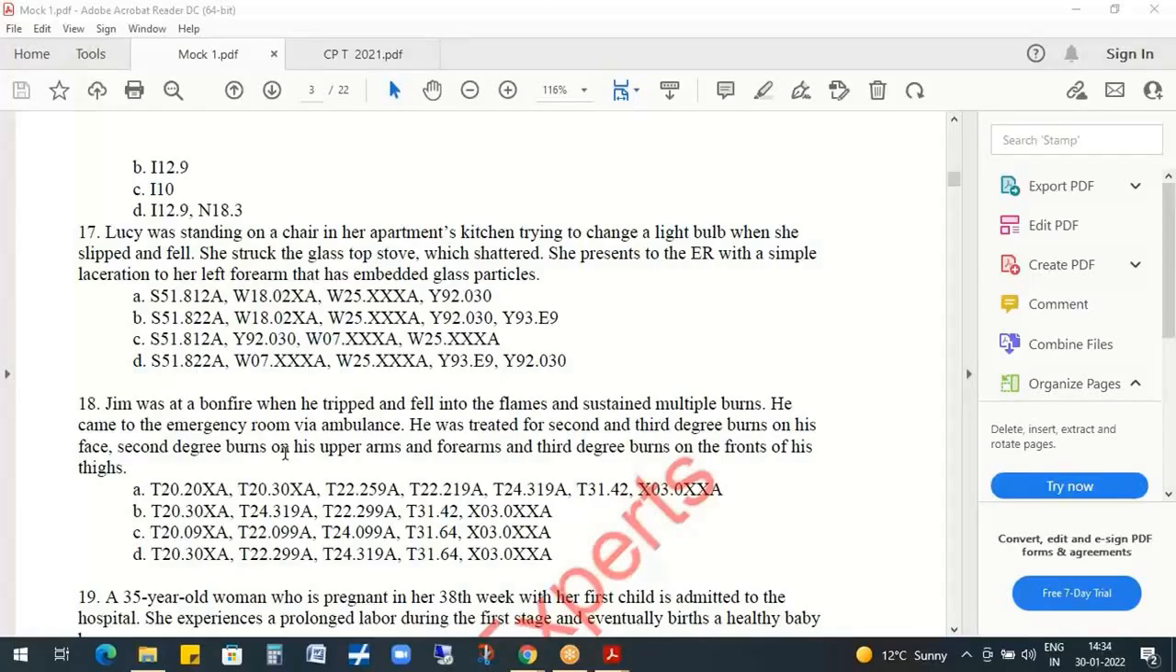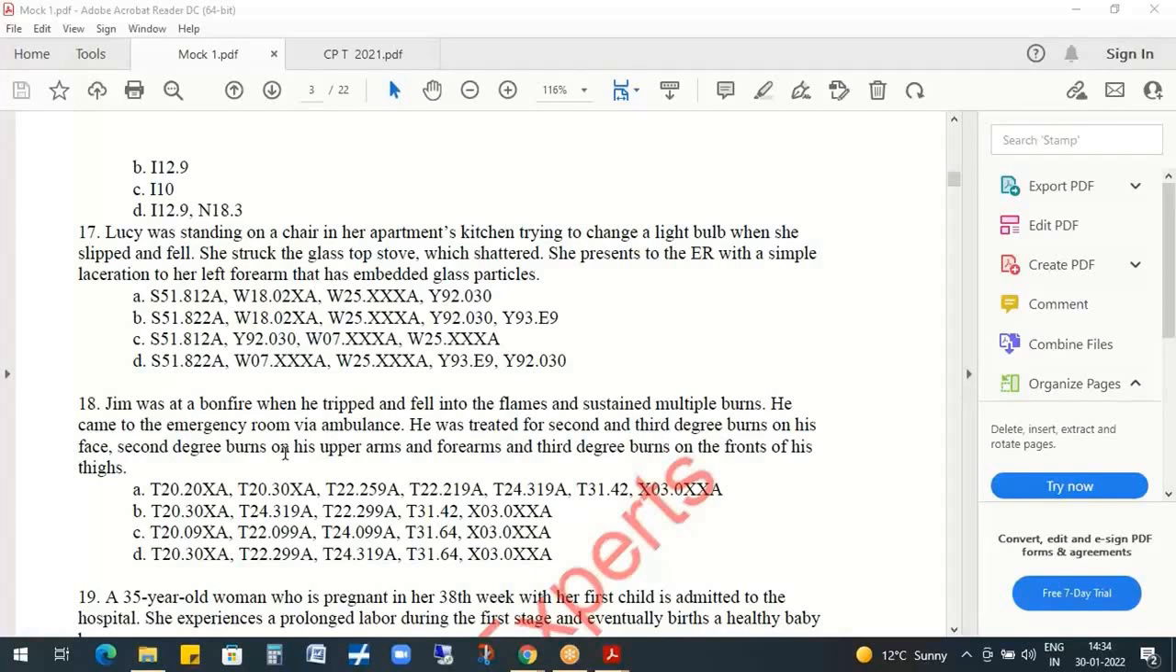The glass-top stove, which started. Forearm, sir. Okay. Then you can see the external cause codes. What is the code you are getting, 812 or 822? 812. Then A or C will be your answer. Based on that you can rule it out. Okay, sir, C, sir.